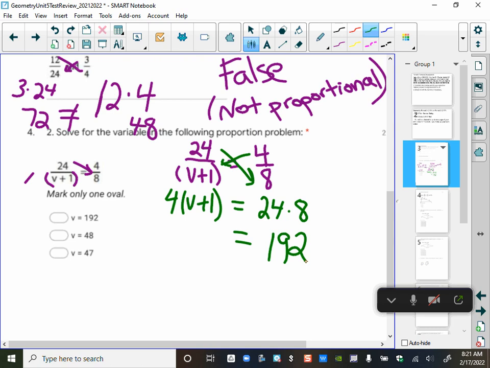4 times v+1. What do we have to do to the 4 with both the v and the 1? Distribute. So when we distribute, what operation? Multiply. So what's 4 times v? This is 4v. And then what's 4 times 1? 4.